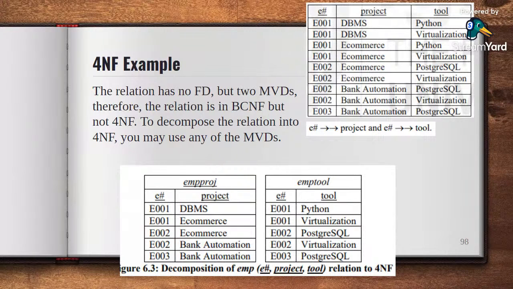To decompose the relation into 4NF, you may use any of the multivalued dependencies. So we decompose it into employee-project and employee-tool. Now there are only two columns, so there can't be a multivalued dependency in these two tables. That's a good example.